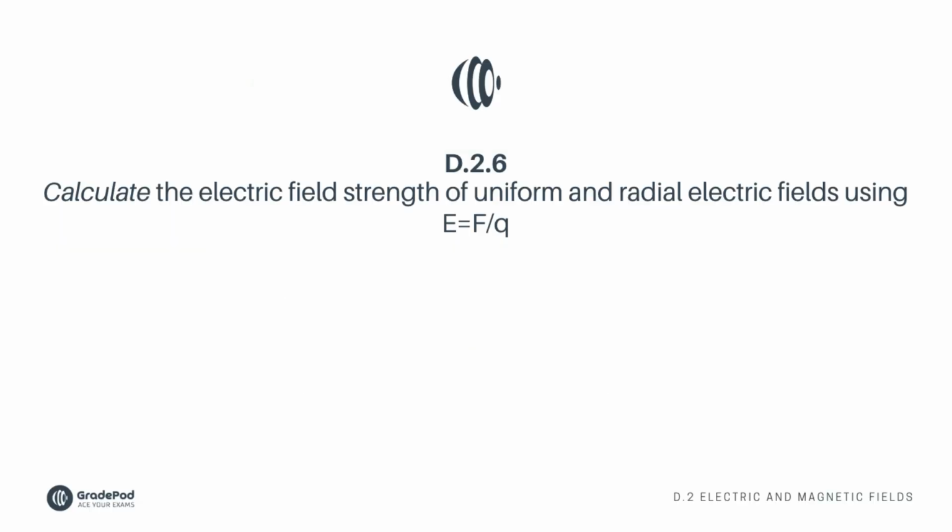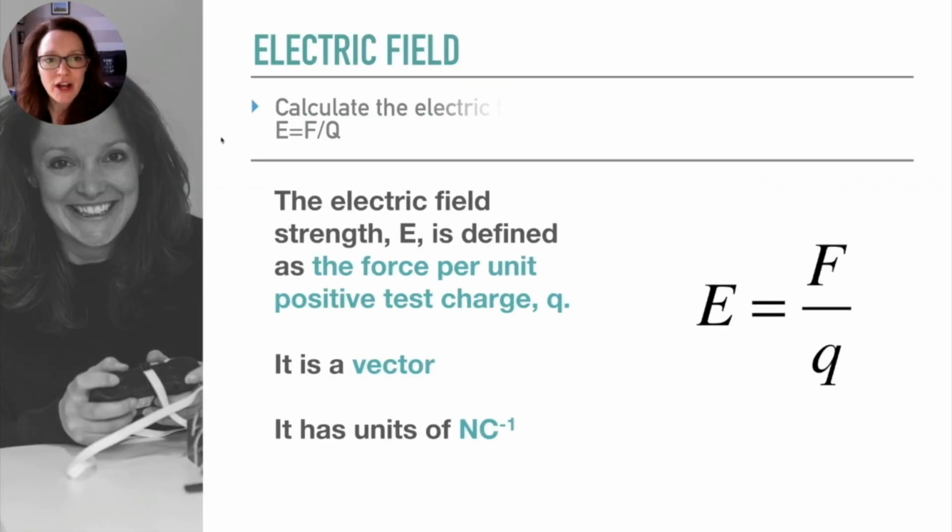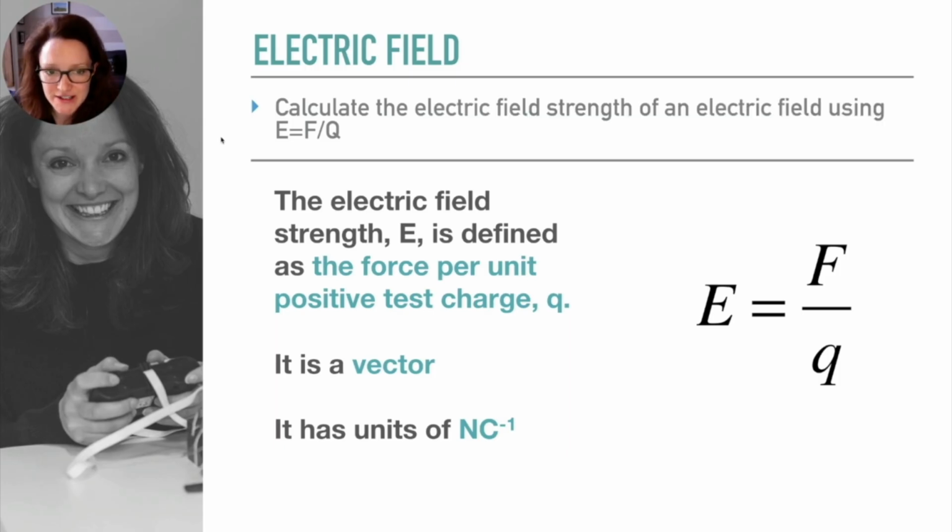Now we're going to look at learning objective, which is calculate the electric field strength of an electric field using E equals F over Q. Now, how is the electric field strength defined? It's defined as the force per unit positive test charge. E equals F over Q. So there's a formula that you need to know for electric field strength. It's in the data booklet, but more specifically, you do need to know that definition. So the definition of an electric field strength has got to be at the forefront in your brain.